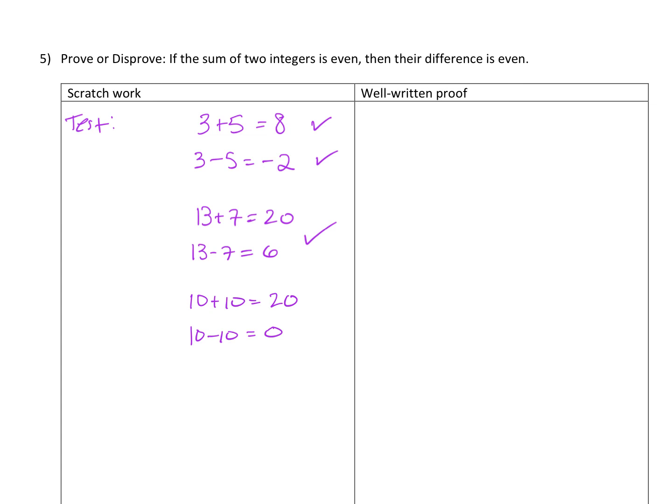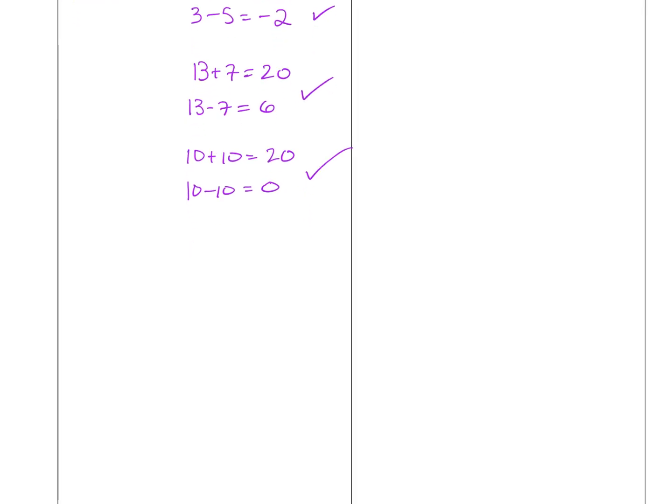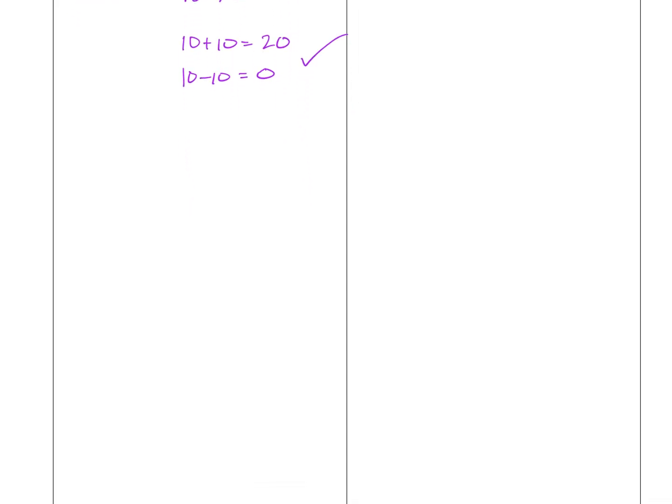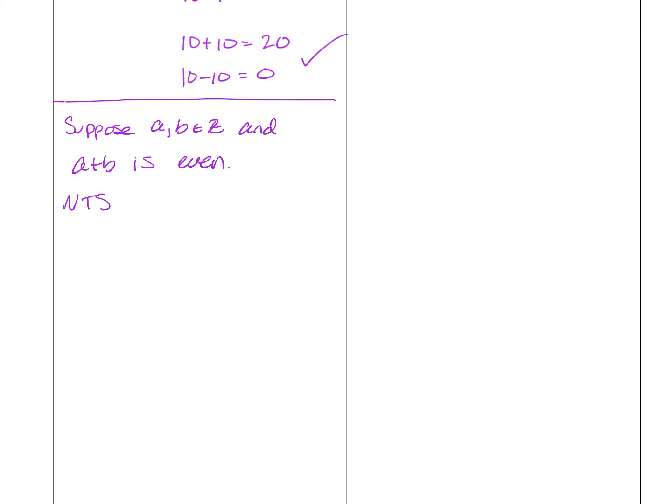We established that in a previous lesson. Okay, so I'm pretty convinced that if the sum is even, then the difference is even. So let's try to do a little scratch work to set this up. Suppose we have two integers, a and b, and that their sum is even. And we need to show that a minus b is even.